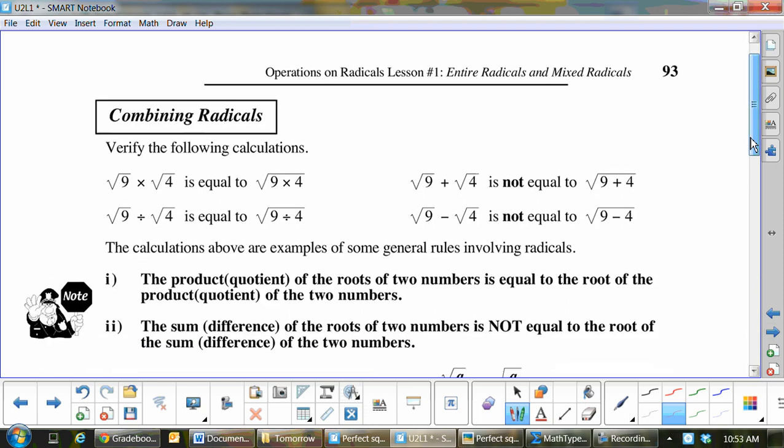Here's some good rules to know. The square root of 9 times the square root of 4 is equal to the square root of 9 times 4. But the square root of 9 plus the square root of 4 is not equal to the square root of 9 plus 4.